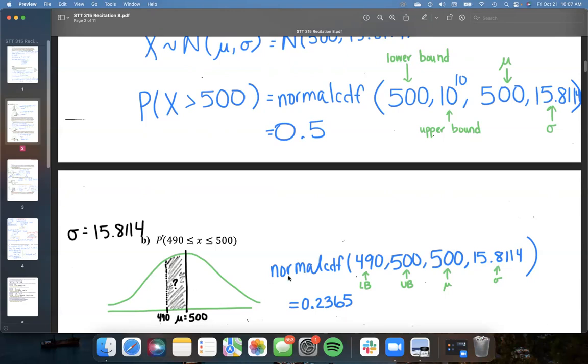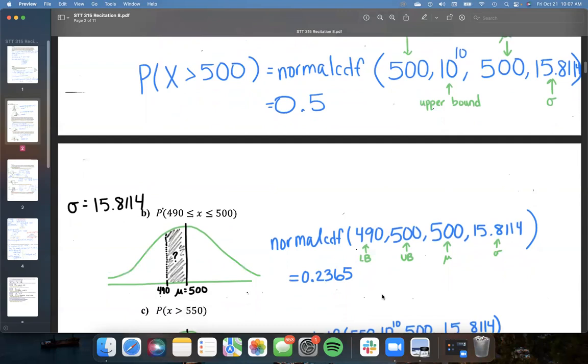So we're going to do the normal CDF function again. Our lower bound this time is 490. Our upper bound is 500. Our mean is 500 and our standard deviation is 15.8114. So when you put that in your calculator, you should get 0.2365. So that's the area under the curve.